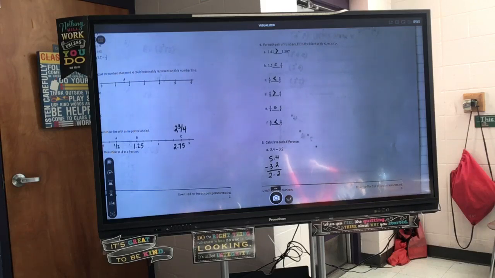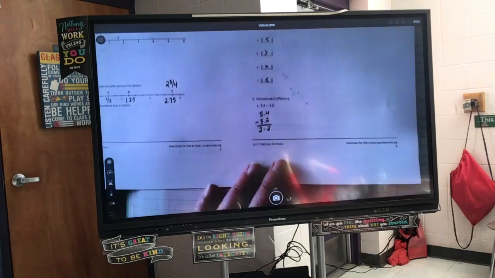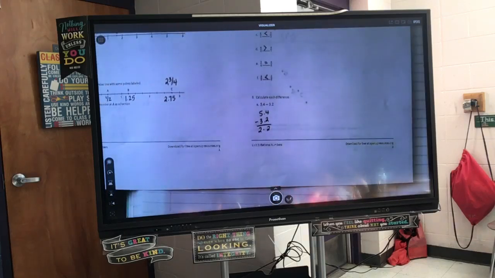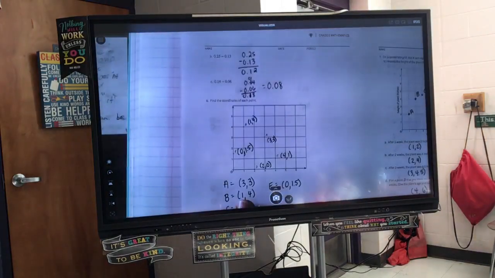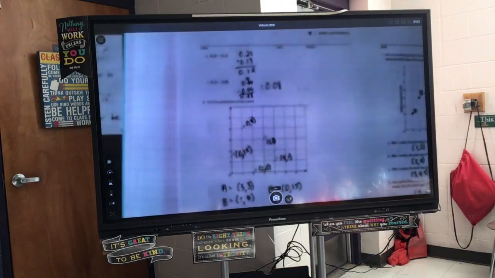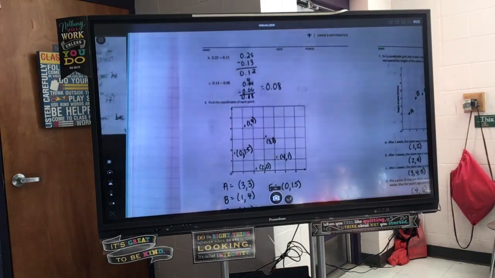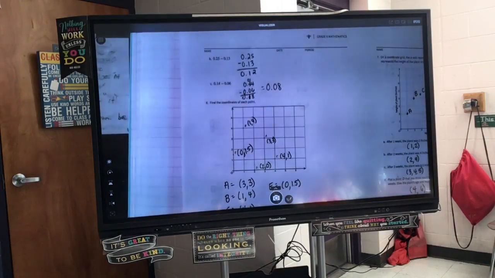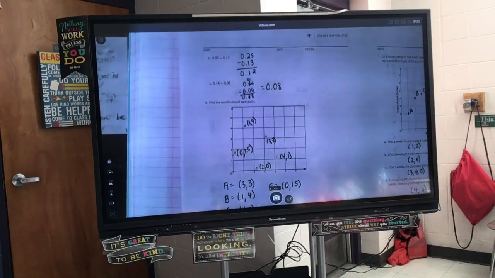Then it says calculate each difference. When you are subtracting, what do you have to do with the decimals? Aiden? Gotta line them up. So when you do your subtraction here, you should have 2 and 2 tenths. For B, you should have 12 hundredths, or 0.12. And for C, you should have 8 hundredths, or 0.08.